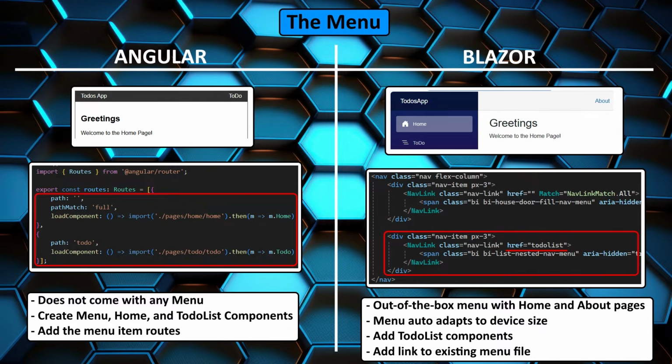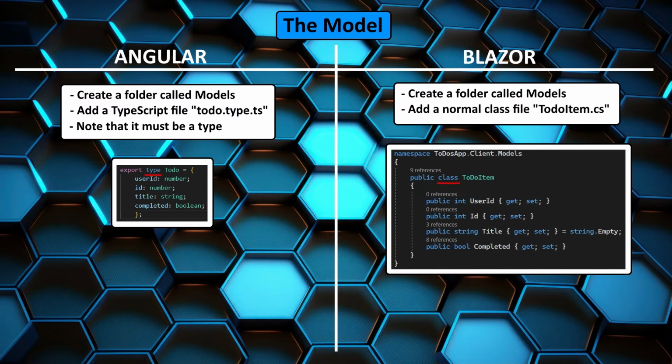In all fairness, later on in Blazor, you'll probably replace the out-of-the-box menu with a more custom menu. But it's nice to have a menu already set up, and you can dive directly into developing the pages. Next, we'll start with the model.